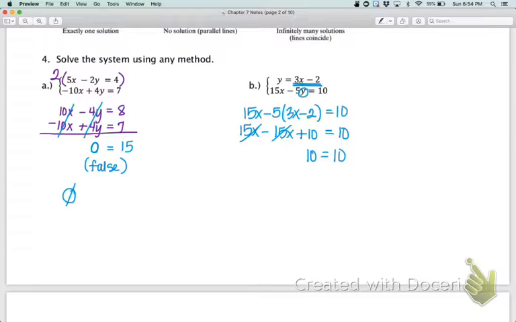Now maybe you subtract 10 from both sides, that's fine. You get 0 is equal to 0. Either way, this statement is true. And when is it true? It is always true, no matter what. So what this means is that there are going to be infinite solutions to this system of equations.